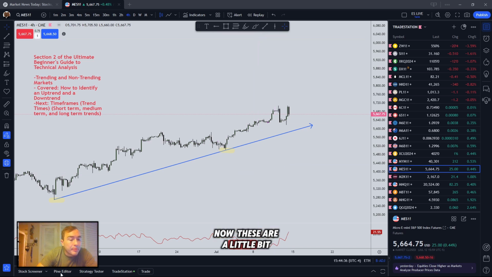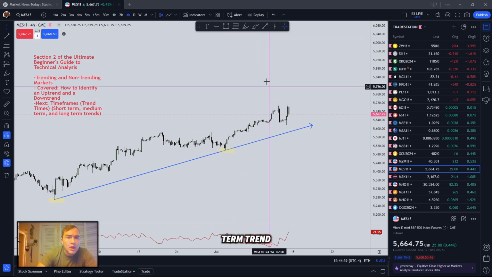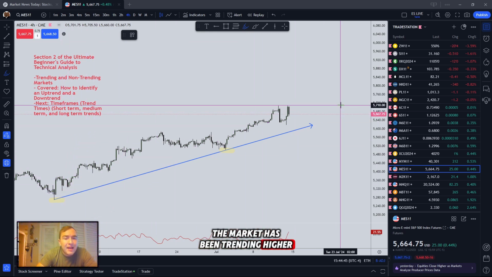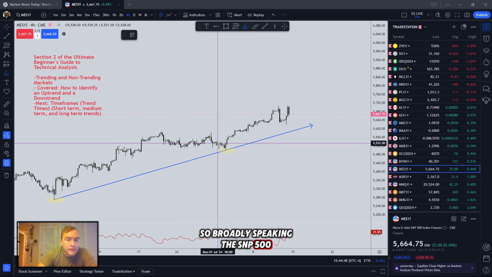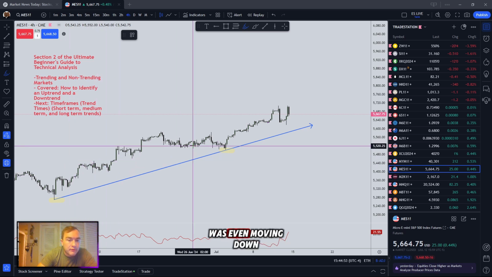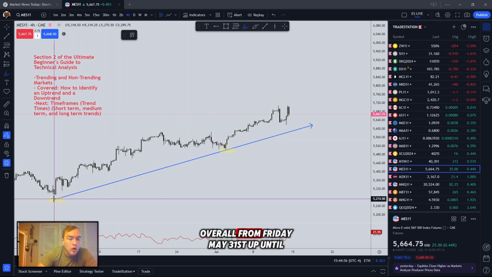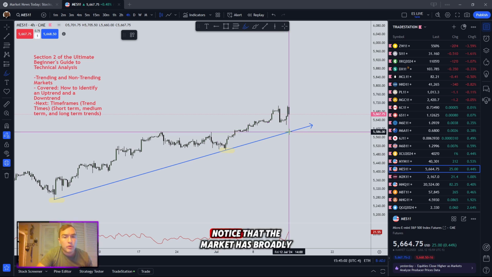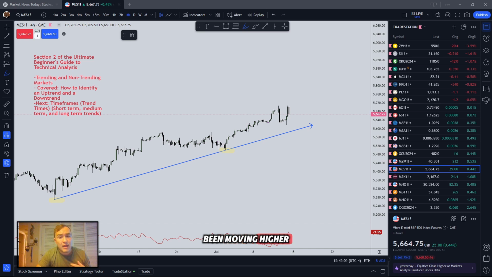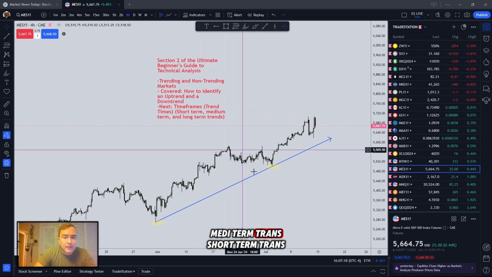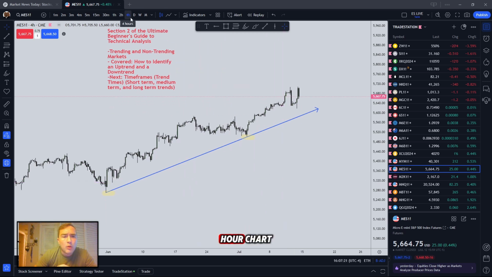Okay, now guys, these are a little bit subjective. You could call this a long-term trend, but notice that broadly speaking, the market has been trending higher. Broadly speaking, the S&P 500, although we have periods where the market's moving sideways and periods where the market was even moving down, overall from Friday the 31st of May up until now, Friday the 12th of July, has been moving higher. Okay, the time frames of trends: long-term trends, medium-term trends, and short-term trends. We are here on a 4-hour chart, and I'm discussing how this is basically an intermediate-term trend.